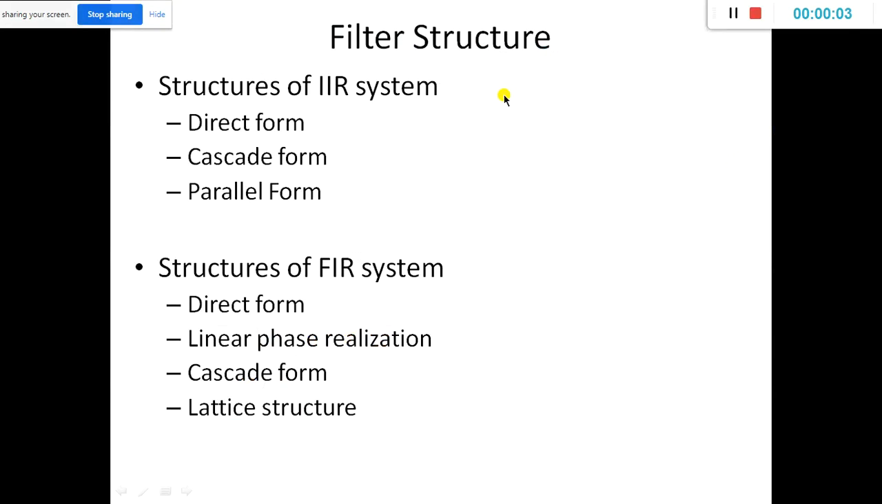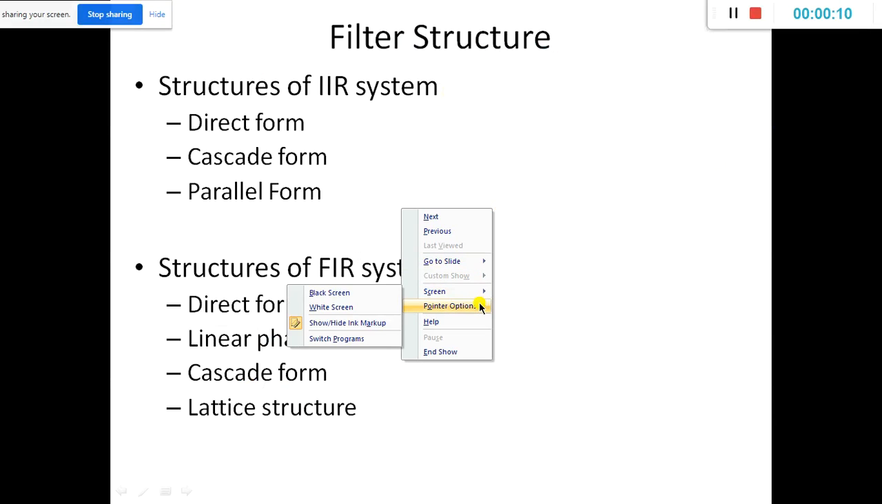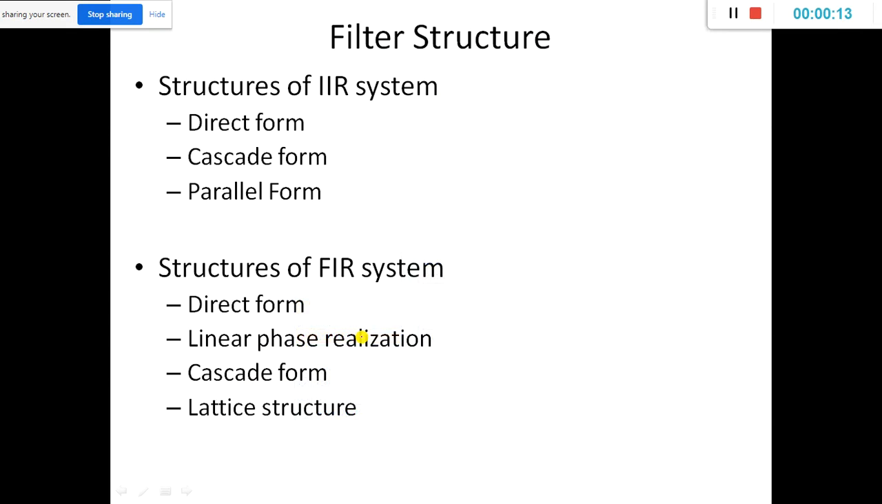Coming to the filter structures, filter structures are of two types, one for IIR and another one for FIR filter. So in designing the IIR system, we will be using either direct form 1 and direct form 2, the second technique called cascade form and the third technique called parallel form. And when we come to FIR filter, we have direct form again and linear phase realization, cascade form and lattice structure.